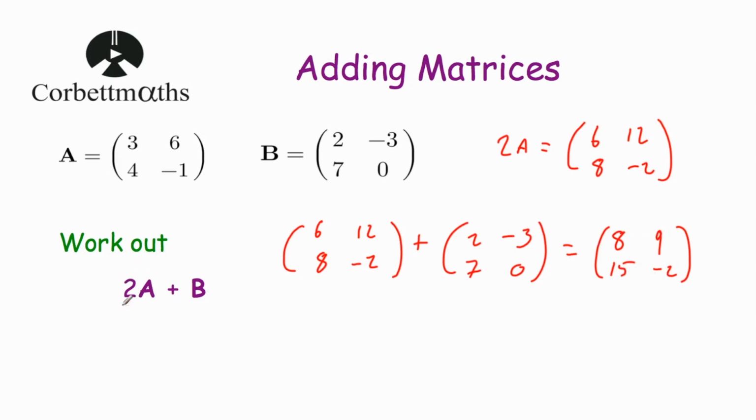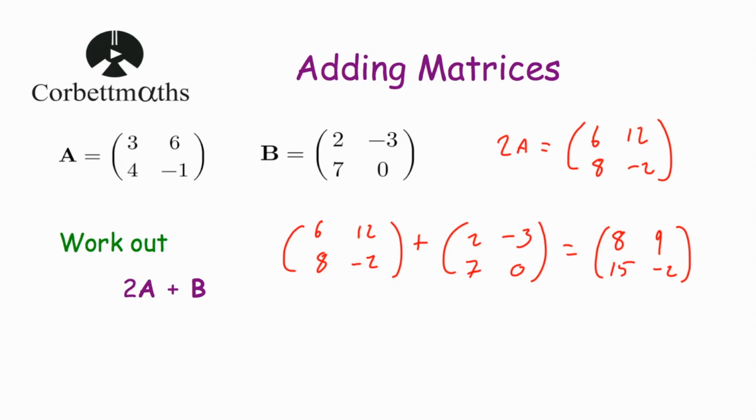So if we've got a number in front of a matrix, that means you're multiplying the matrix by a scalar, and it just means you multiply all the elements by that number. So here we had 2A, so we just multiplied all these numbers by 2 to get 6, 12, 8, negative 2, and then we take that and add B, and that will be our answer.